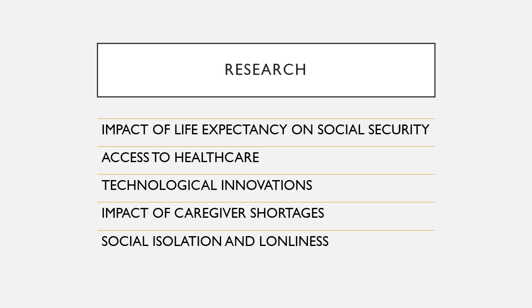Potential areas for further research on trends in the aging population. The impact of increasing life expectancy on Social Security and retirement policies. As people live longer, they will spend more years in retirement and may require additional financial support. Research could explore how current Social Security and retirement policies will need to be adapted to support an aging population.